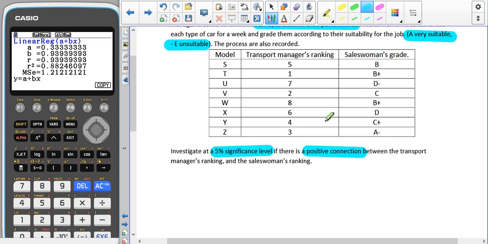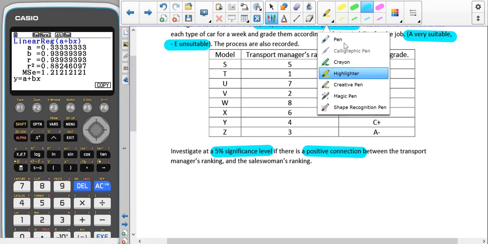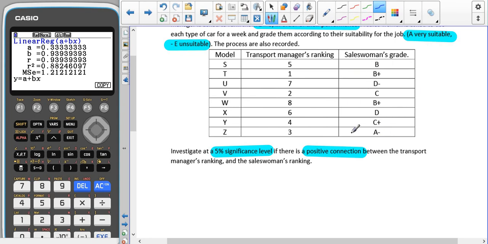So we'd start off with the D minus first. Because I like to keep it so that we're always ranking smallest to biggest, I am going to reverse the ranking of the transport manager's rankings. However, as I said, you could have just ranked the saleswoman's grades the opposite direction to what I'm going to do. So, 8 is the smallest rank, so that's going to get a 1 now. 7 is the next, then 6, then 5, then 4, then 3, then 2, and then 1.